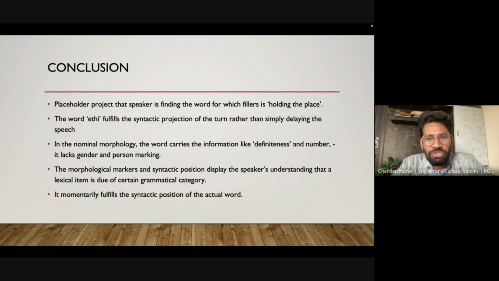So this is the conclusion. The placeholder projects the speaker finding a word, while a filler simply holds the place. The word ethi fulfills the syntactic projection of the tone rather than simply delaying the speech. So it has a more, linguistically dramatic appeal. In the nominal morphology, the word carries the information of definiteness and number marking. Of course, I have not seen its use where it is replacing an adjective, but it does replace the verb phrase, however not the verb, but mostly it replaces the noun.